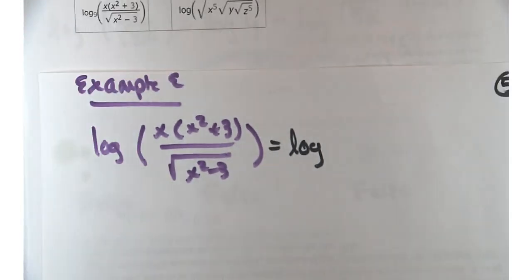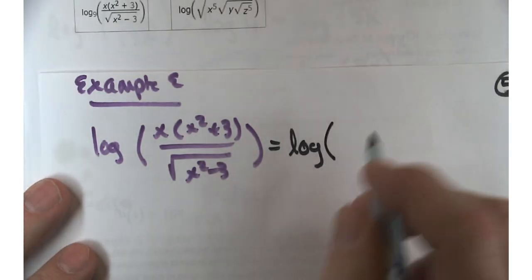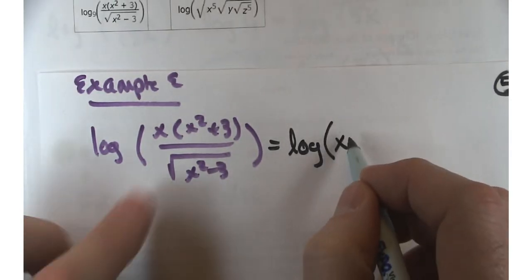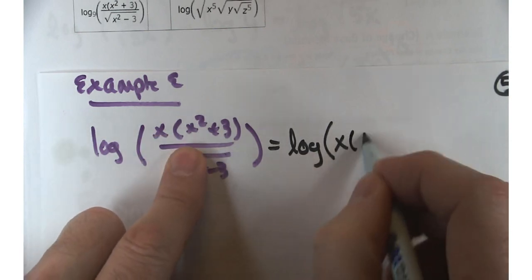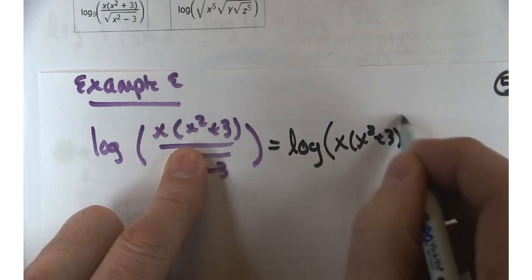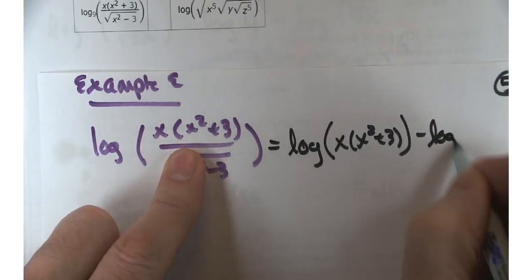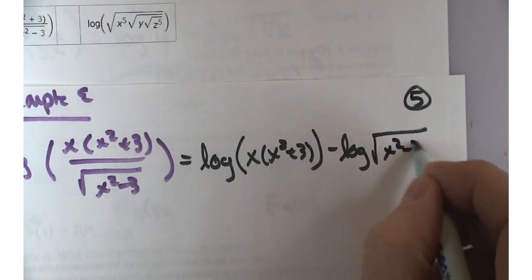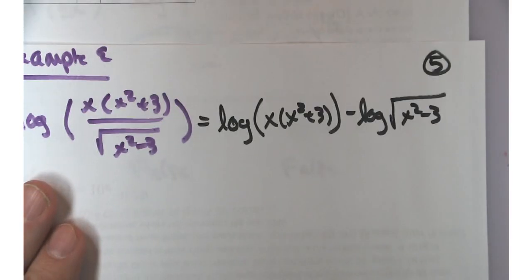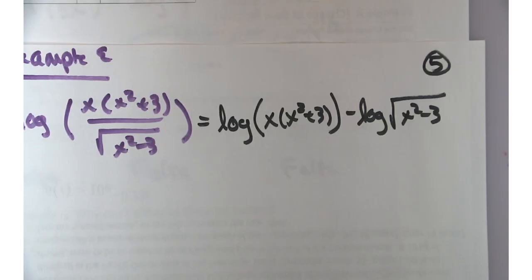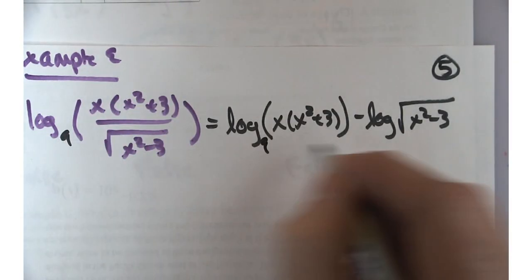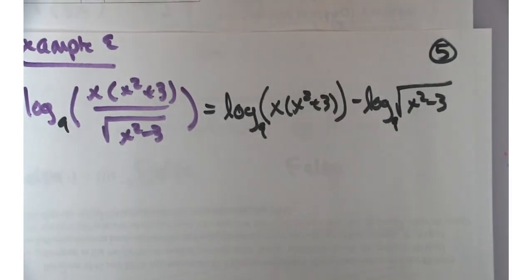So this is going to be log of what? X times x squared plus 3, minus log of the square root of x squared minus 3. Nice. Let's keep it going. Neat. The 9 in there? Oh, the base 9. Log base 9. Thank you. Let's keep going.